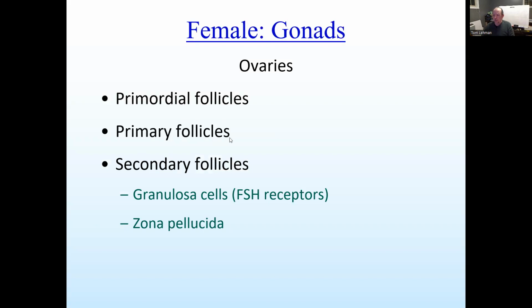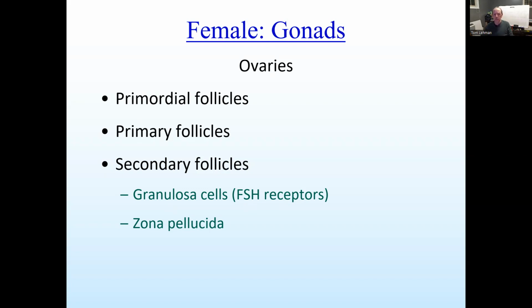Now, a primary follicle, after about 4 months, will then develop into a secondary follicle, and that's where some of those thecal cells will now be called granulosa cells, because now they've created a new protein receptor that receives follicle-stimulating hormone from the anterior pituitary.